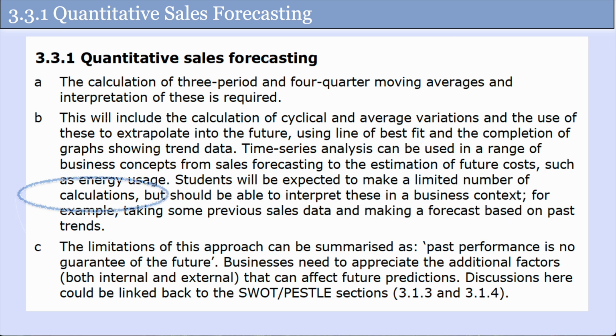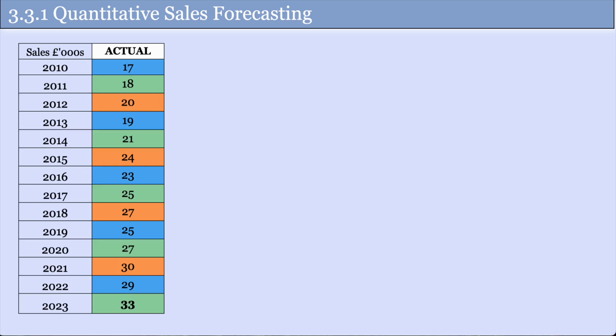But you do have to do a line of best fit, and you have to do a limited number. It does say limited number, but you have to do calculations. So they tend to produce a table, and they've done some for you, and then you have to fill in 2 or 3 missing boxes. And then you have to interpret those as well in a business context. So that's quite important that you can interpret those. And then recognizing the limitations that past performance is no guarantee of the future, and also the fact that there's other things that are happening, additional factors such as SWOT and PESTLE here. And so that's basically what we're going to start to do now.